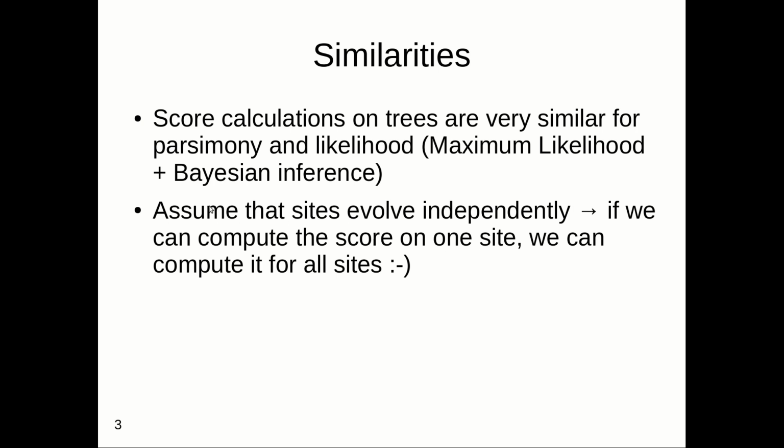So with respect to the similarities, or why we are actually doing parsimony, the score calculations on trees, the way we compute scores algorithmically, are very similar for parsimony and likelihood. So that's why we're starting with parsimony, because it's easier to understand as it is a discrete criterion, and then we're going to move over to likelihood. Also, both models of parsimony and likelihood assume that the sites evolve independently, meaning that if we can compute the score for one site, we can actually compute it for all sites.